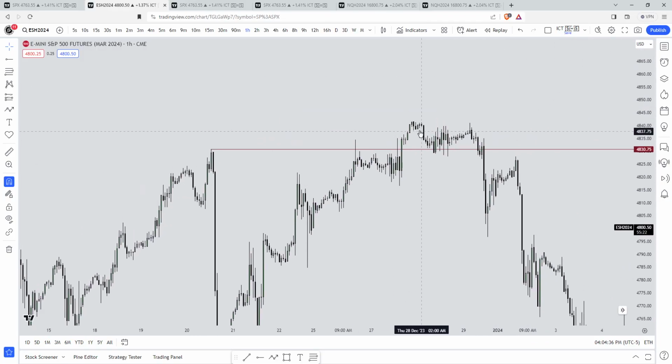When price took out this level of buy side liquidity, what I'm looking to see is, do we get a change in the state of delivery? If we do get a change in the state of delivery and start to expand lower, then I could potentially look for a sell setup.